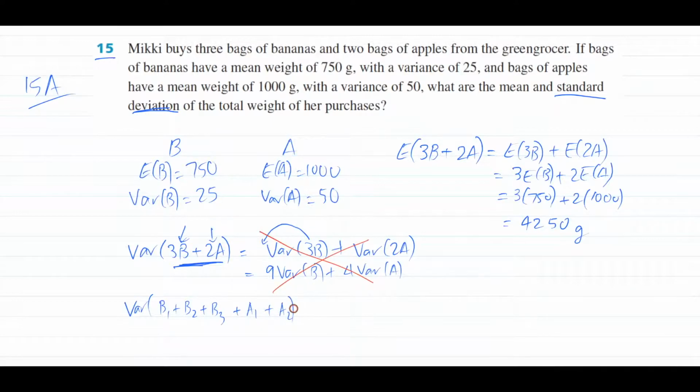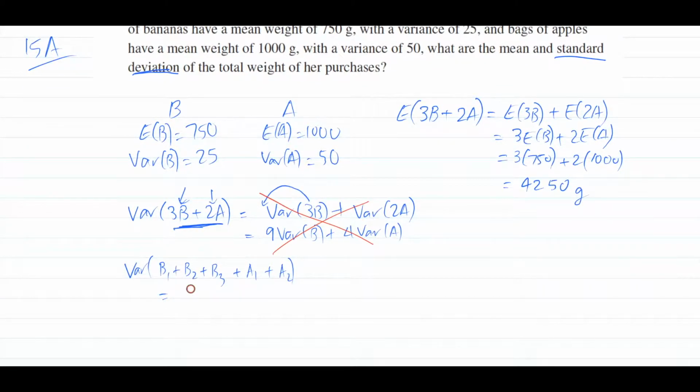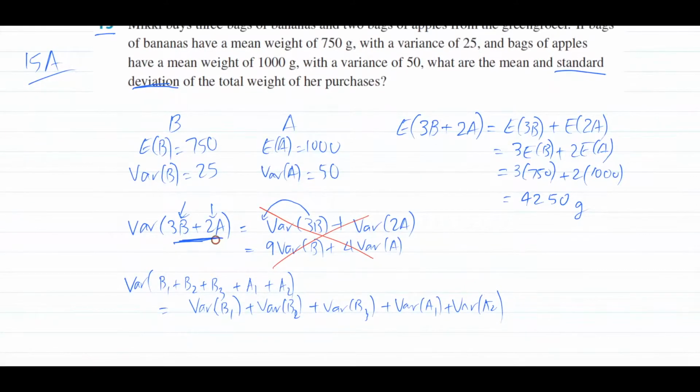This is actually what's happening, and that's actually what's happening for expected value as well. But for expected value, don't worry, it's the same thing. For variance, it's actually different. So what is happening here is you split it out, it's still a linear combination: Var(B1) plus Var(B2) plus Var(B3) plus Var(A1) plus Var(A2). The reason why you can't use the other setup is because these 3 bags of bananas and 2 bags of apples are different bags, not the same bag.